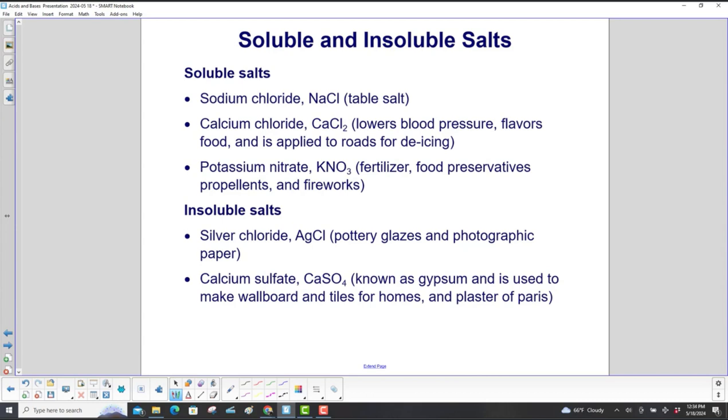Potassium nitrate, it's a fertilizer, also used in food preservatives, propellants, and fireworks. And insoluble salts would be silver chloride, used in pottery glazes and photographic paper, and calcium sulfate, which is also known as gypsum and is used to make wallboard and tiles for homes and plaster of Paris.